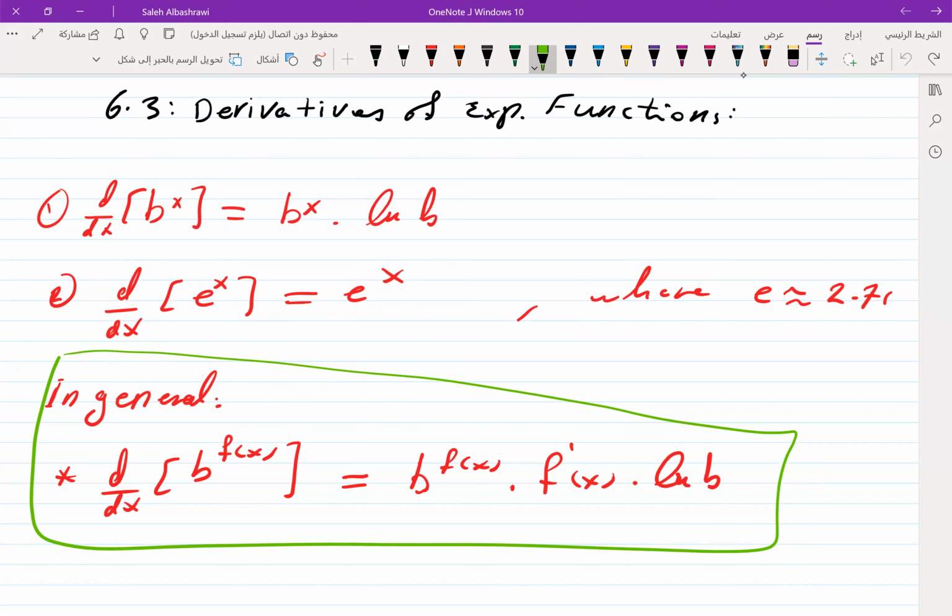d by dx, or the derivative with respect to x of b to the power f of x, where f of x is a differentiable function. The power must be a differentiable function, is equal to b to the power f of x multiplied by the derivative of the power multiplied by ln of the base. Let's explain this with some examples.